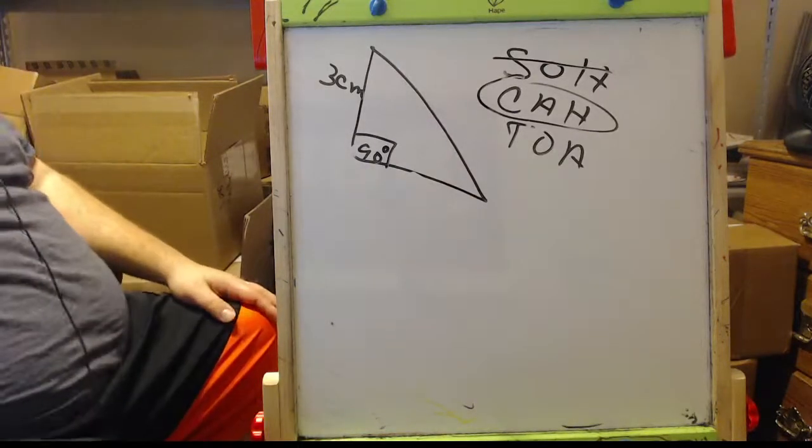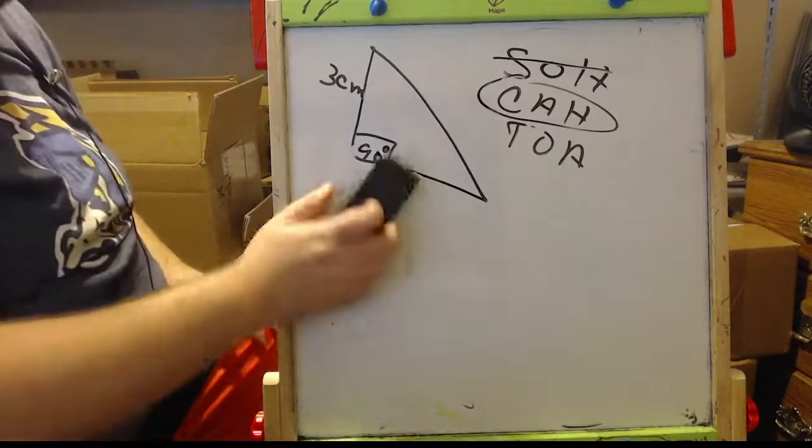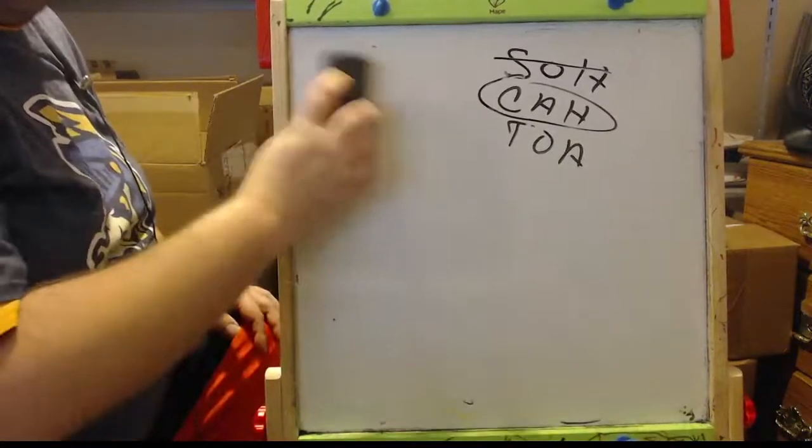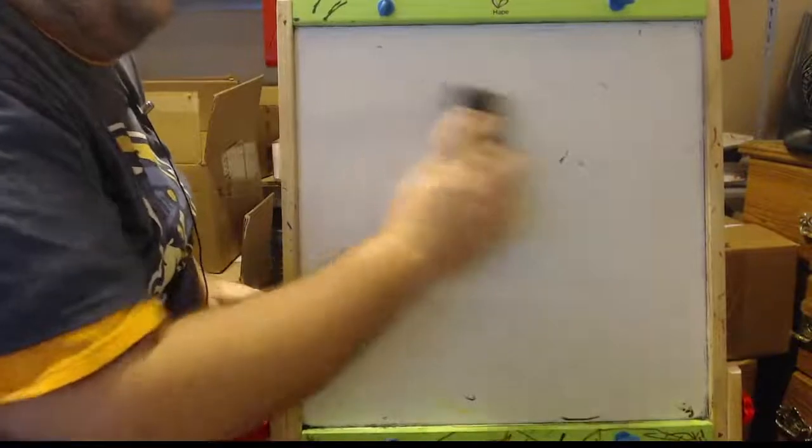So they'd have to give you at least another side or at least another angle in that triangle to do it, because it just won't work out. But that's in general how you would do something like that. But it just doesn't work out.